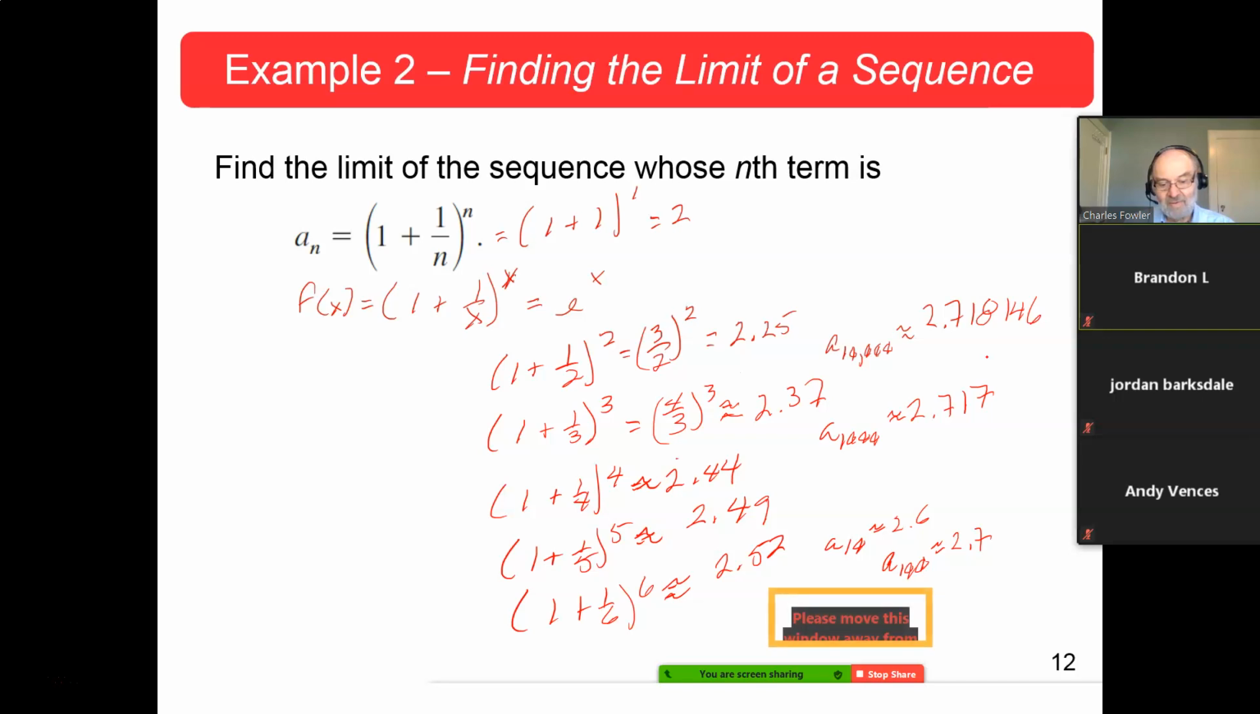1.00001 raised to the 100,000. Okay, if I can find my pen. Come on, pen, there you are. The 100,000th term in that sequence would be approximately equal to 2.71826823, and it goes on. I'm running out of room.